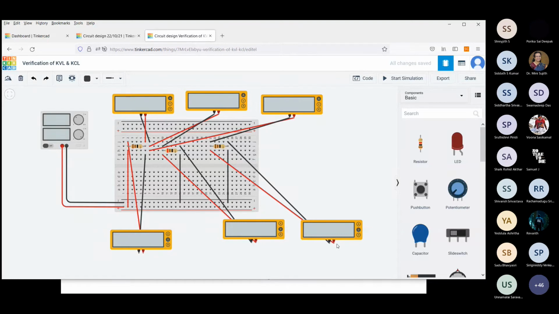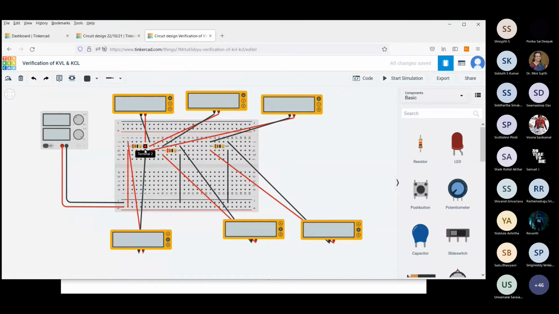Next we need to connect the voltmeters. Voltmeters we need to connect across each of the resistors. So 3 resistors, 3 voltmeters. Connect it across it. You can see the first voltmeter connected across the first resistor.